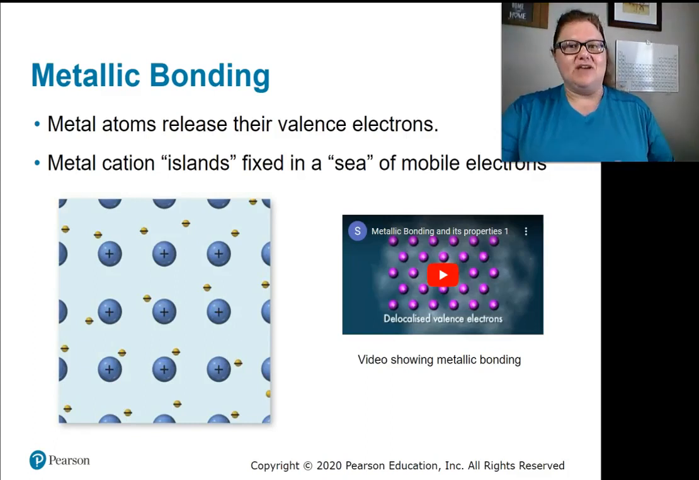And what does that mean? If you want to see an animation of that, go ahead and click the video that I've posted here on this slide, and it'll take you to a YouTube video to just help you visualize this in motion, okay? The fixed atoms in the sea of electrons.